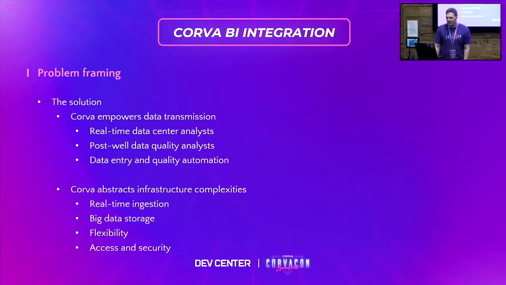So the solution is to use Corva's data to power your dashboard. What we provide is real-time data center analysis, post-well analysis, and generic data entry and data quality automation. We're abstracting all of the complicated infrastructure that you would need to build your dashboarding solutions if you were to do it from scratch. We're giving you real-time ingestion, and the storage required to house all of this big data. We have a flexible schema, so we can house all sorts of different WITS channels transmitted over, and we have access and security in mind.